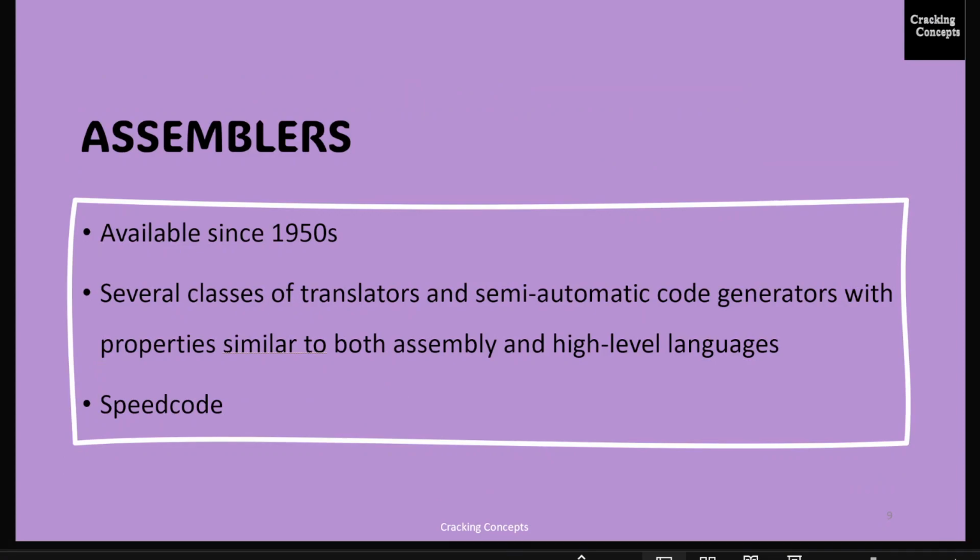Now let us look into assemblers. Assemblers have been available since the 1950s as the first step above machine language and before high-level programming languages such as Fortran, Algol, COBOL, and Lisp. There have also been several classes of translators and semi-automatic code generators with properties similar to both assembly and high-level languages, with Speedcode as perhaps one of the better known examples.